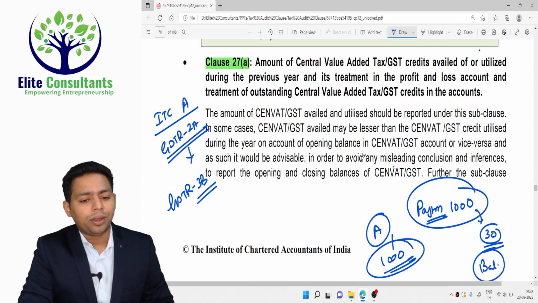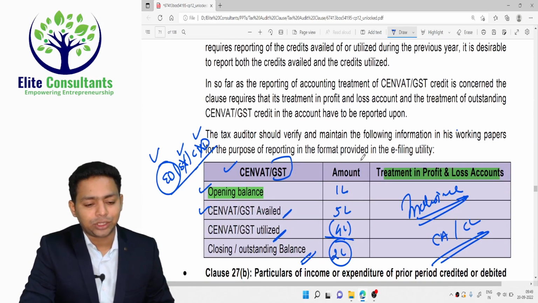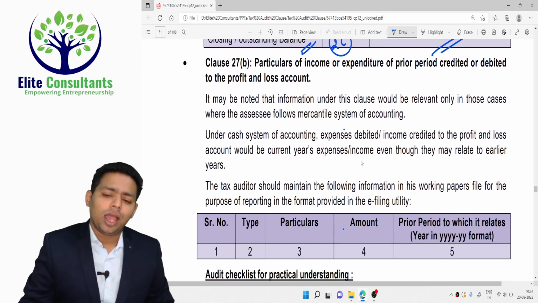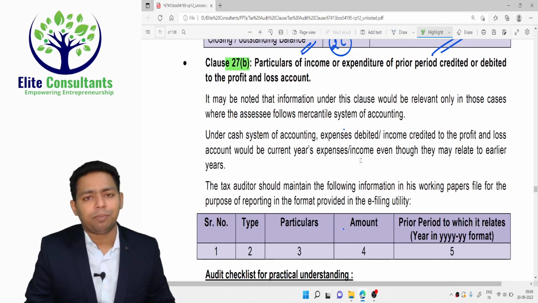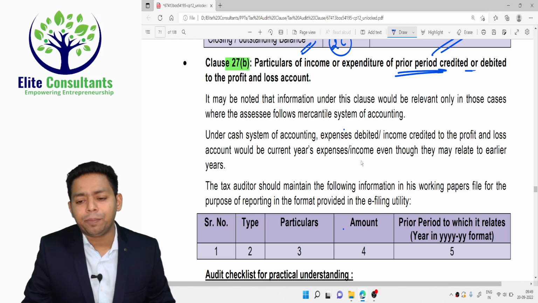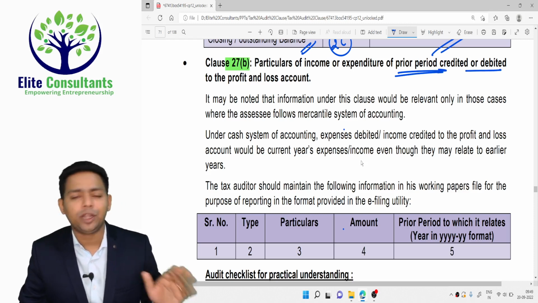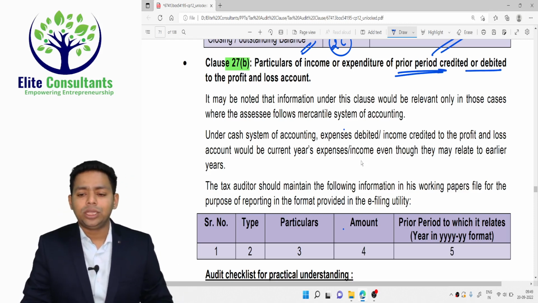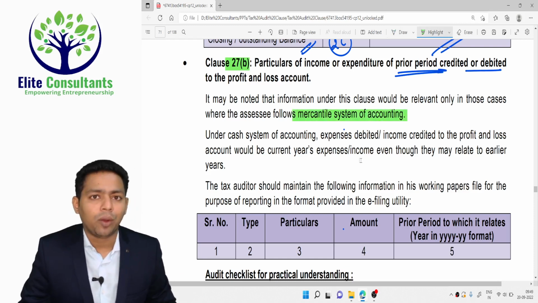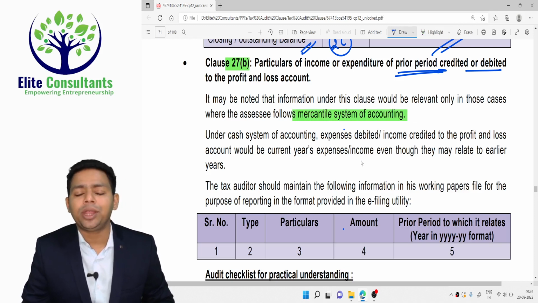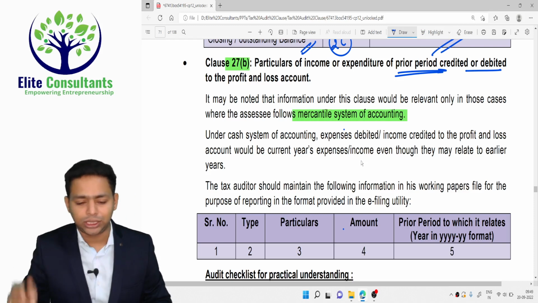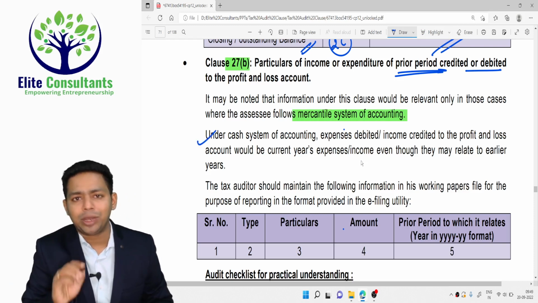So this is the very common clause, clause 27A, a very important clause, mandatory reporting. Clause 27B is a little exceptional. It may or may not be applicable to your entity. This is talking about prior period items credited or debited to the profit and loss account. This is applicable only if the assessee is following the mercantile system of accounting, because in the cash system of accounting, anyhow we don't care whether the expenditure belongs to current year, future year, or past year. Whenever you make the payment, you will get the deduction.